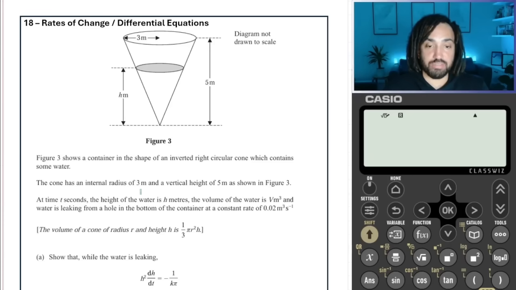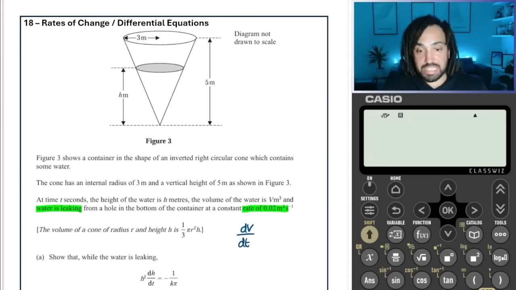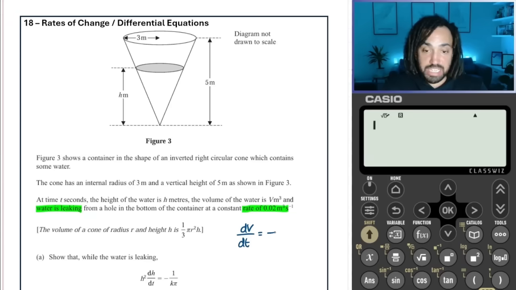Okay, we've got a very tricky question here, and we know the radius and the height, which is great. It also says here that water is leaking at a rate of 0.02 meters cubed per second. So that means the volume is leaking at a rate, so that means dV by dt, and because it's leaking, it's going to be negative 0.02.